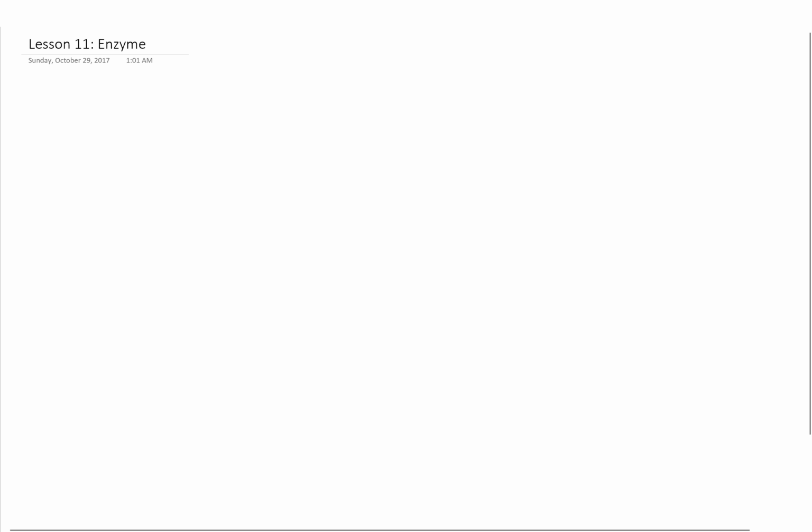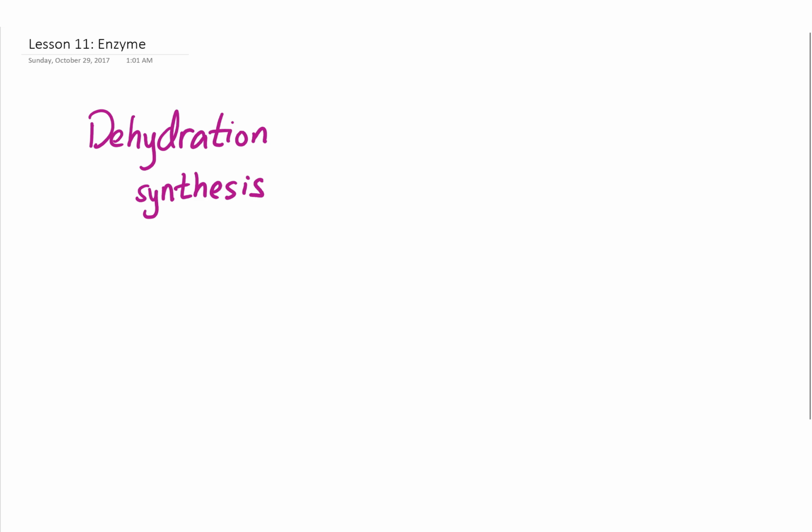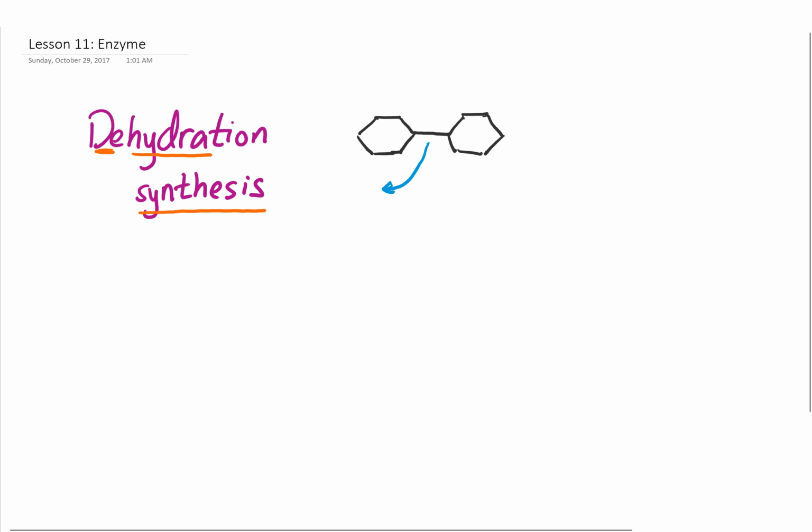Over the past few lessons, we have learned two different types of reactions, right? The first reaction is what we call a dehydration synthesis. It is basically the removal of water to make something. So one example would be having a glucose molecule, put it next to another glucose, remove a water molecule between the two glucose molecules.